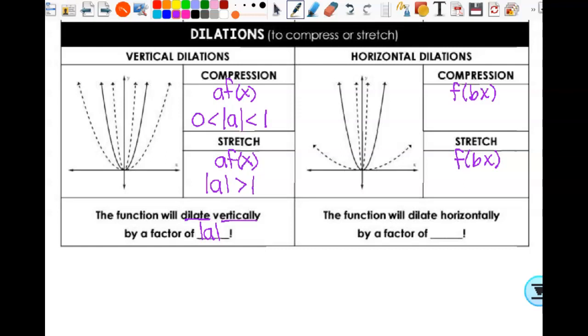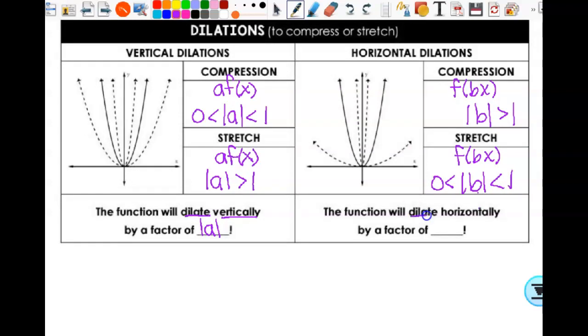So when I look at the absolute value of b, it's a compression if the absolute value of b is greater than 1. Because if that was 2 times x, it would look like it should be stretched, but it's really going to be compressed by a factor of 1/2. And it's a stretch if the absolute value of b is between 0 and 1. Because what's happening here is the function will dilate horizontally by a factor of 1 over the absolute value of b. It's the reciprocal. So if it's 2 times x, the dilation factor is 1/2. If it's 1/5 x, then the dilation factor is 5. It's always the reciprocal. Okay? We good? Because x is a liar, something we have to remember. Any questions at this point?